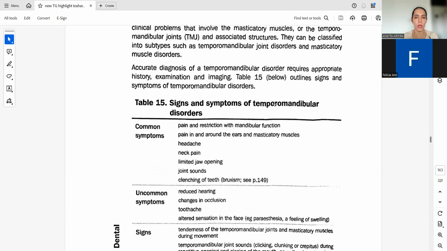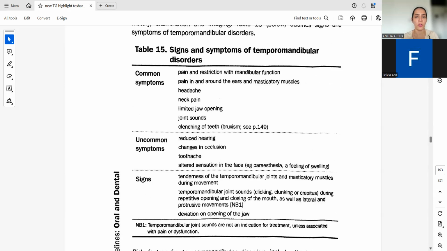Table 15 below outlines signs and symptoms of temporomandibular disorders. The commonest symptoms are pain and restriction with the mandibular function. Pain is usually experienced in and around the ears. This region will be sore, okay? And masticatory muscles, which would be temporalis, sometimes the insertion of lateral pterygoid, medial pterygoid, and masseter, that soreness over basically preauricular region and cheek region.